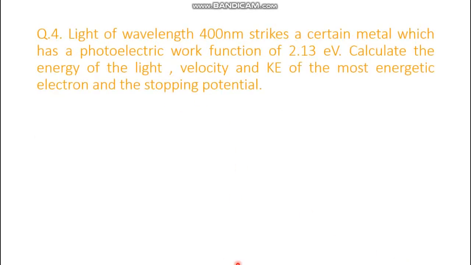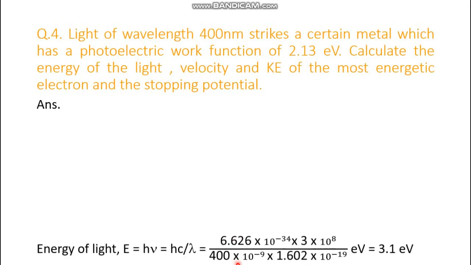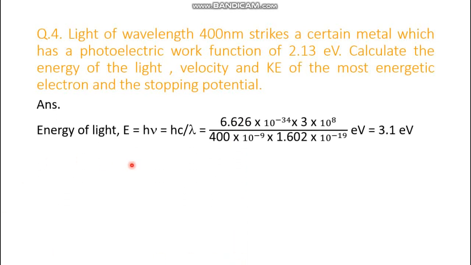Next question, light of wavelength 400 nanometers strikes a certain metal which has a photoelectric work function of 2.13 electron volt. Calculate the energy of light, velocity and kinetic energy of the most energetic electron and the stopping potential. One by one. First of all, energy of the light. So what is the energy of the light?